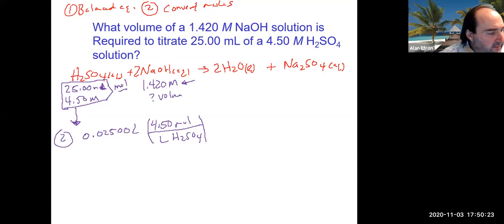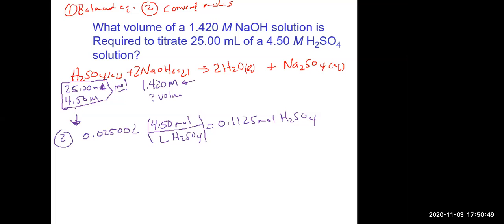So this is the difference between a grams to molar mass to moles problem and a solution problem. Here we use our volume and our molarity, and we end up with something like 0.1125 moles of H2SO4. Any questions?